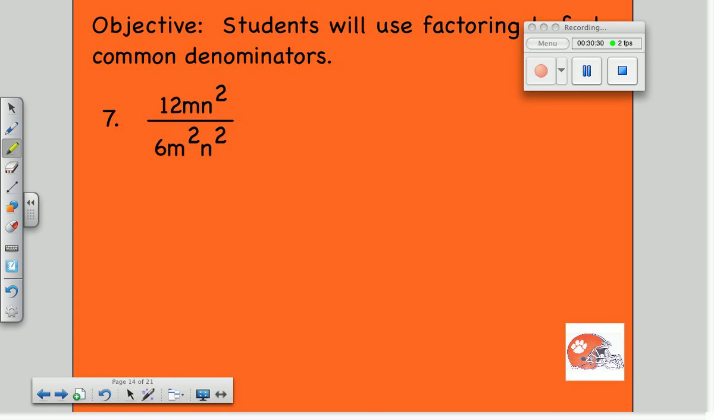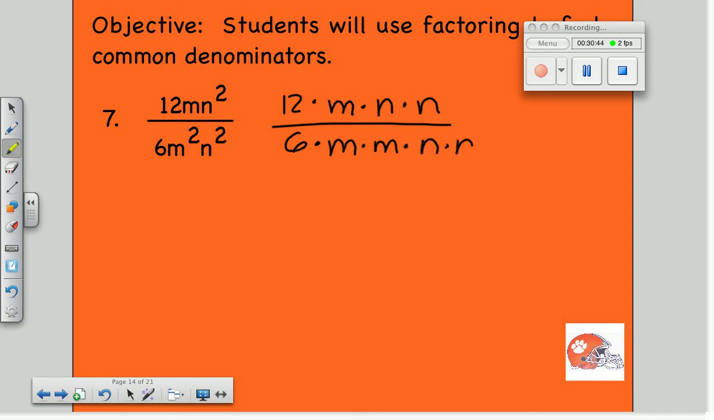12 times m times n, and we have another n squared, over 6 times 2m's times 2n's. Let's deal with our number first, 12 and 6. So 12 over 6, I can divide them both by 2. Or by 3 even. Let's divide them both by 3. 12 divided by 3 is 4, and 6 divided by 3 is 2. I can divide them both again then, by 2.